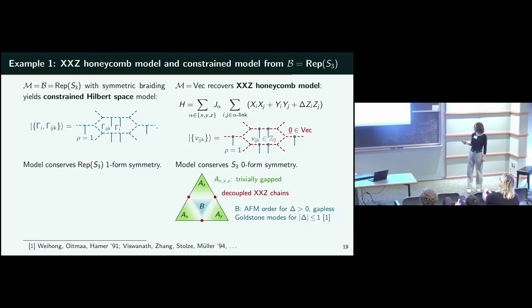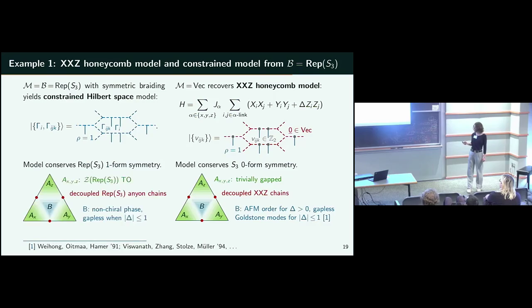And then the point is that, again, this XXC honeycomb model is known in the literature. There have been many numerical studies on this. And in particular, it's known that in this phase here in the middle, we have antiferromagnetic order when delta is larger than 0. And in addition to that, when delta is smaller than 1, we also get gapless Goldstone modes because the U1 symmetry is spontaneously broken. And so again, we can infer something about the phase diagram of this very exotic looking model. So we can infer that this phase here should also be gapless in this particular regime.